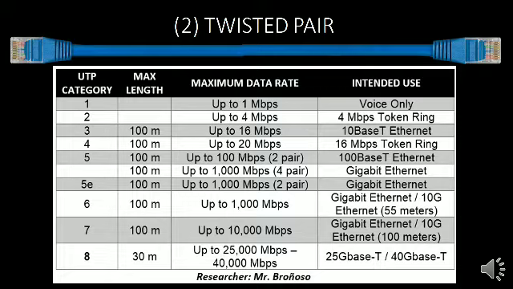7. 100 meter up to 10,000 Mbps, Gigabit Ethernet, 10G Ethernet 100 meters. And 8. 30 meter up to 25,000 Mbps to 40,000 Mbps, 25G base T or 40G base T.